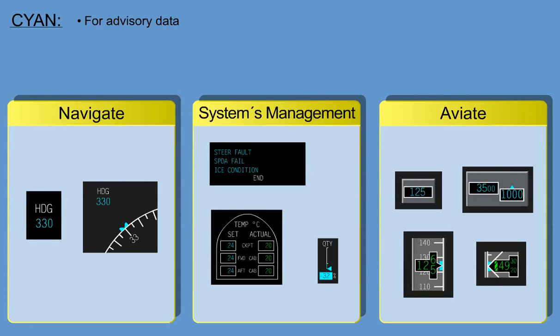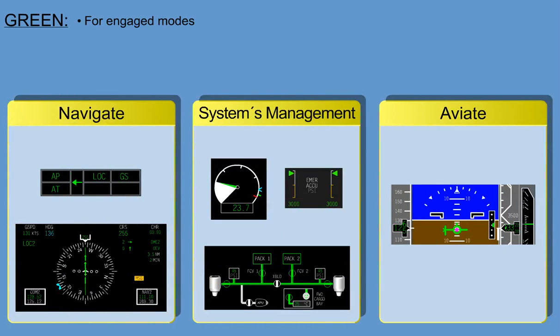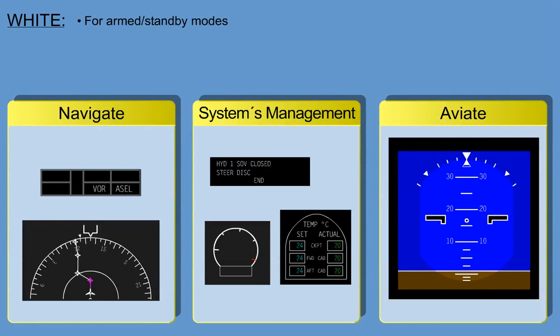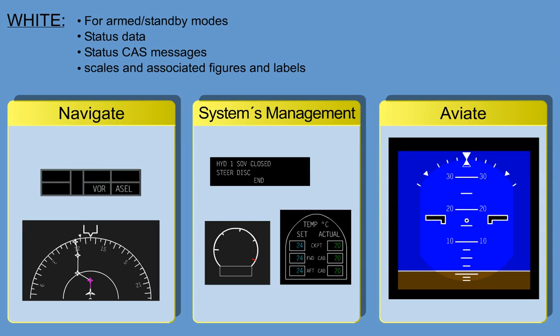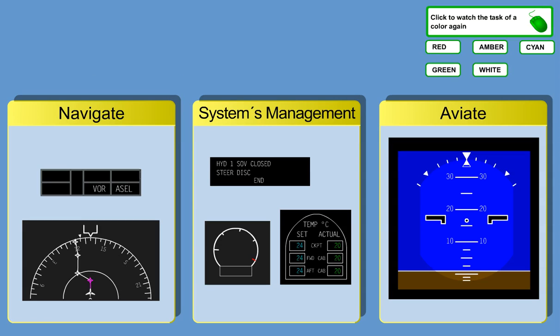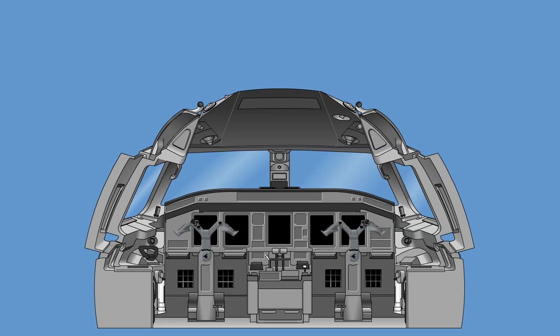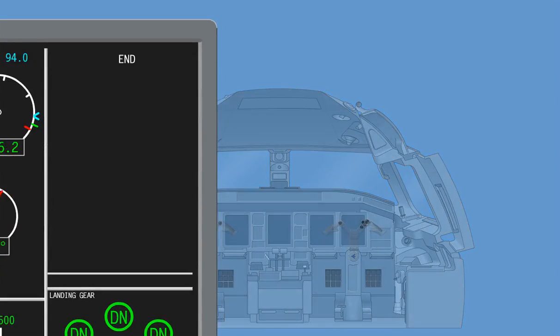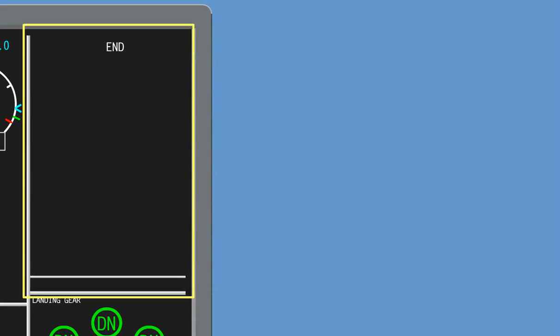Cyan for advisory data, advisory ICAS messages, and pilot-selected data. Green for engaged modes, current data, and pointers in normal operating range. White for armed standby modes, status data, status CAS messages, scales, and associated figures and labels. To inform the flight crew regarding aircraft system status, ICAS messages are presented in the upper right corner of the ICAS display in a box known as the CAS field.